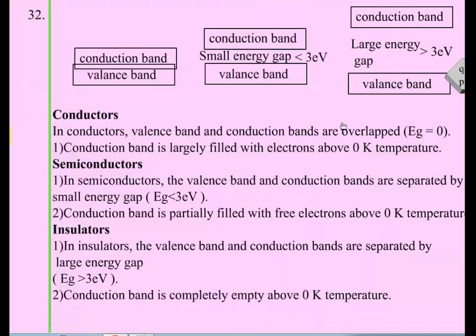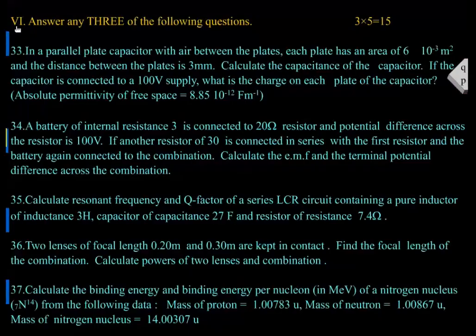So next, let us go to the 33rd. Part 6. This is actually the problem part. In this part there are 5 problems: 33, 34, 35, 36, 37. Answer any 3 of the following questions. 2 problems are choice. Each carries 5 marks. 3 into 5, it is 15.